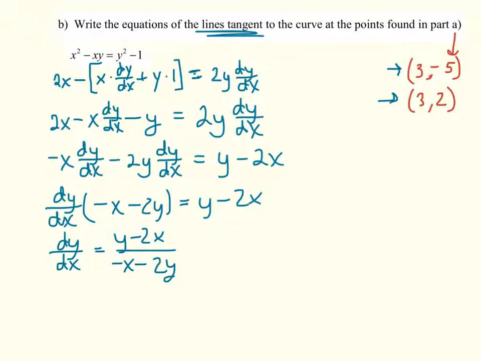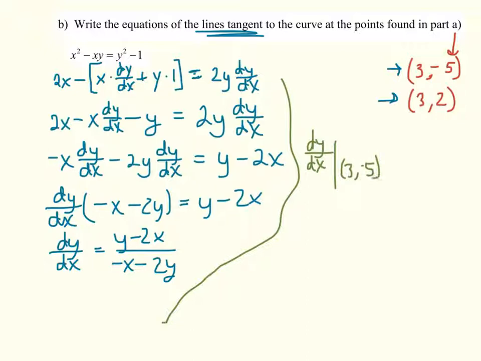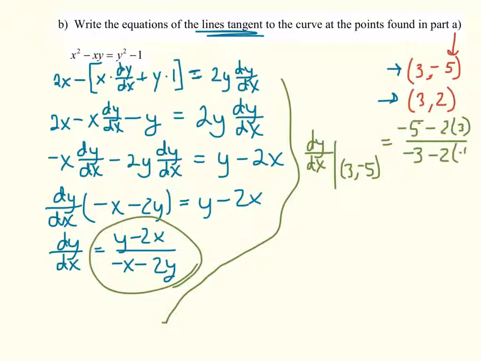Now remember, I have 2 points. So I have to find the slope at each of these points in order to write a line tangent at each of those points. Over here I'm going to do my dy/dx at each of these points. So at the point (3, negative 5), what's that going to look like? Remember, your 3 is your x value and your negative 5 is your y value. So I'd have negative 5 plugging into this right here, negative 5 minus 2 times 3 over negative 3 minus 2 times negative 5.